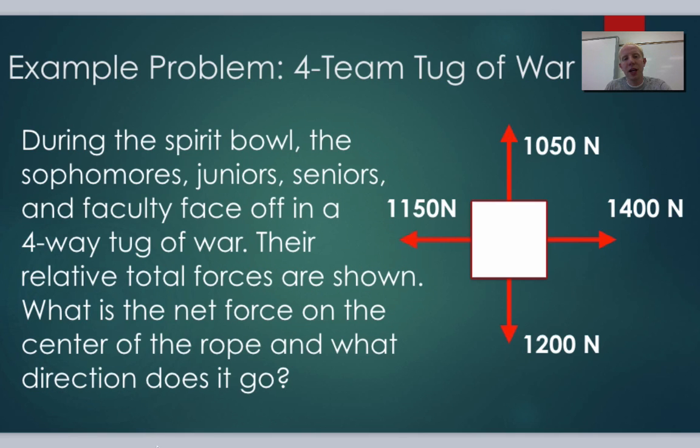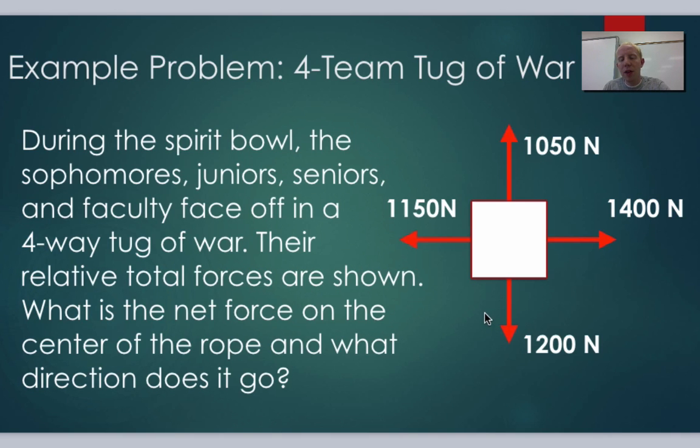Okay, so let's say it's the Spirit Bowl, and you're doing the four-way tug of war. If you've ever had the Spirit Bowl at Orem High, you know how that goes. There's always that four-way tug of war. Basically they're tugging on that rope, and each side, sophomores, juniors, seniors, faculty, each side's pulling as hard as they can, and these are the relative forces that they get.